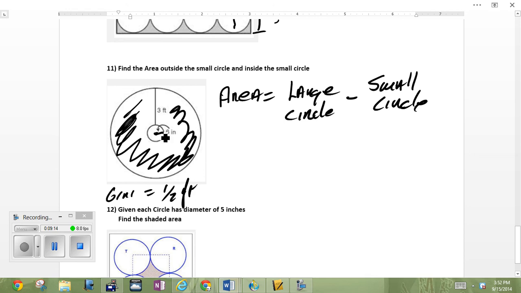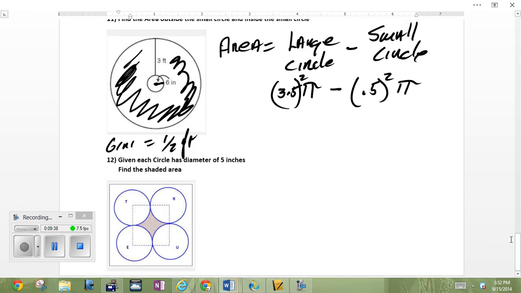So then the large circle would have a radius of 3 feet and 1/2 a foot, so that's 3.5 feet. So I'm going to put that as 3.5 squared times pi minus the small one, which is 0.5 squared times pi. And I'll let you figure that out. You can go to your calculator and figure that out. That shouldn't be that bad. Okay? And what about this last one here?